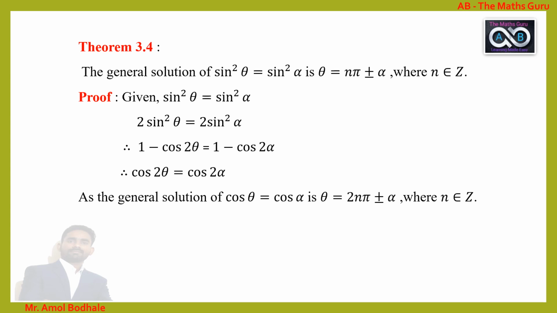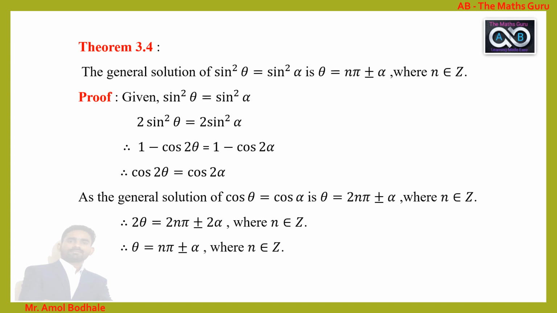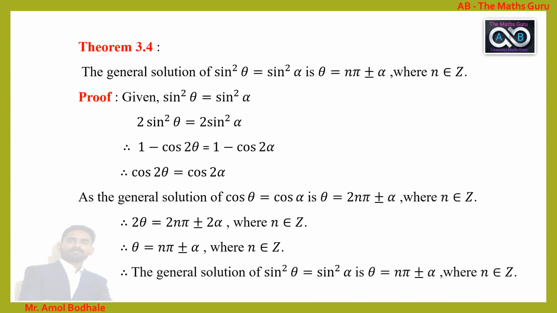Now here the angle theta is exactly 2 theta and the angle alpha is 2 alpha. So we'll replace this value here. So we replace this theta by 2 theta and we replace this alpha by 2 alpha. So now here all terms are divisible by 2. So if we divide by 2 here, we get theta equal to n pi plus or minus alpha, where n belongs to z. So therefore the general solution of sin square theta equal to sin square alpha is theta equal to n pi plus or minus alpha, where n belongs to z.